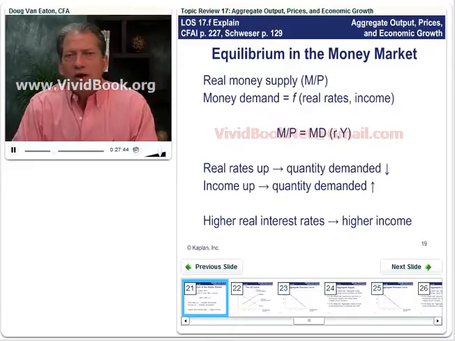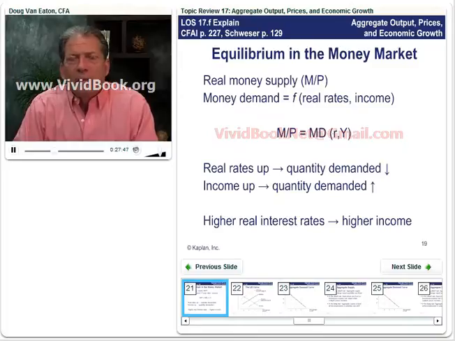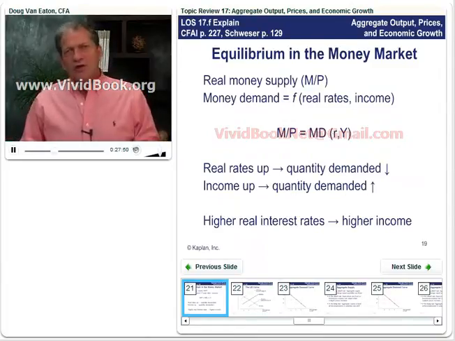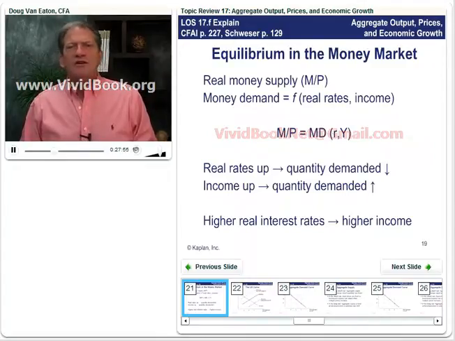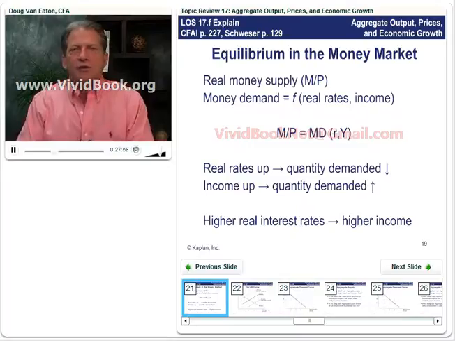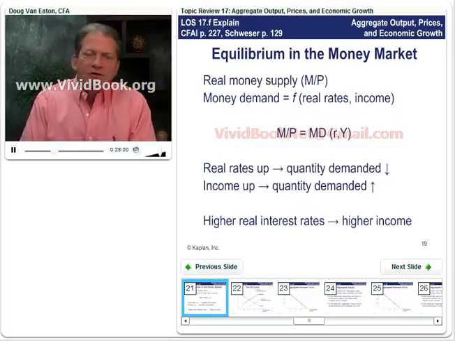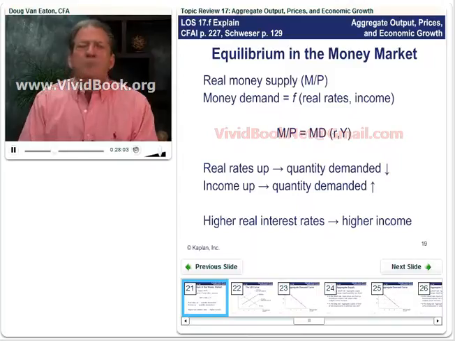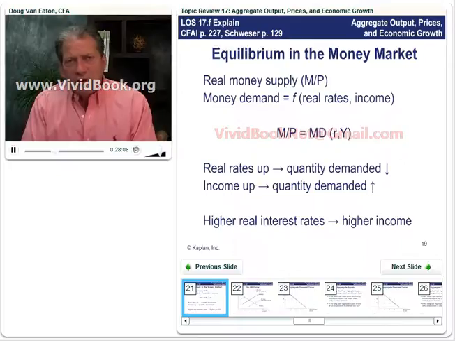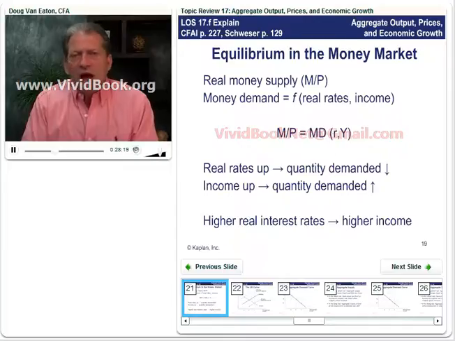So when real rates go up, the opportunity cost of holding money goes up. And when that cost goes up, quantity demanded decreases, just like for any other good. The cost of holding real money balances goes up. People are going to hold less in equilibrium. On the other hand, the other argument in our function, y, or income, is positively related to money demand. Higher incomes, higher money demand.